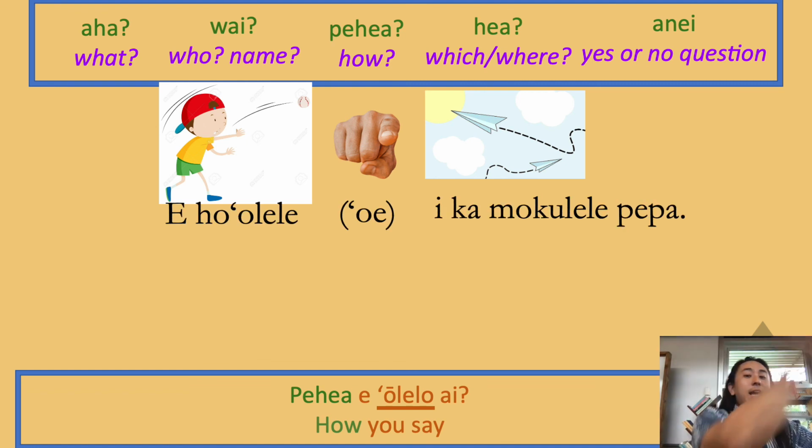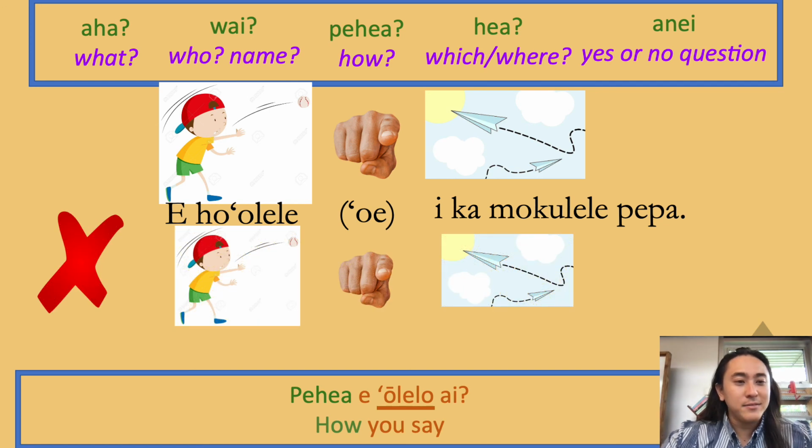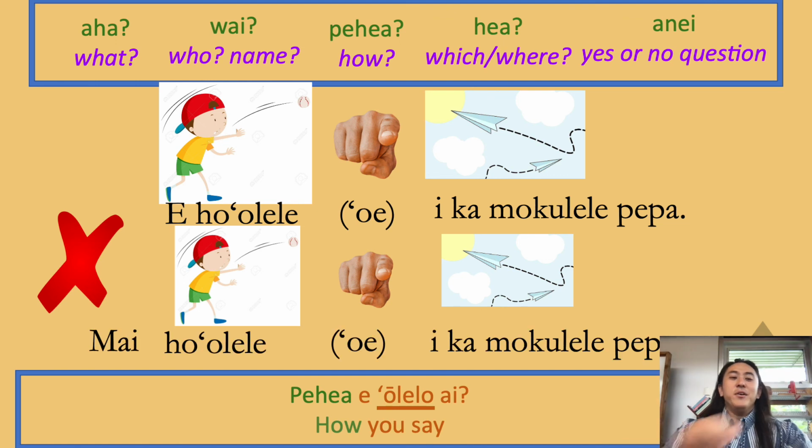Maika'i. E ho'olele i ka mokulele pepa. E ho'olele i ka mokulele pepa. Ka mokulele pepa. Maika'i, maika'i. And how do you say it with 'a'ole? Maika'i. Mai ho'olele oi i ka mokulele pepa. If you teach, maybe something you say to your students, mai ho'olele 'oe i ka mokulele pepa. Mai ho'olele 'oe i ka mokulele pepa. Maika'i, maika'i.